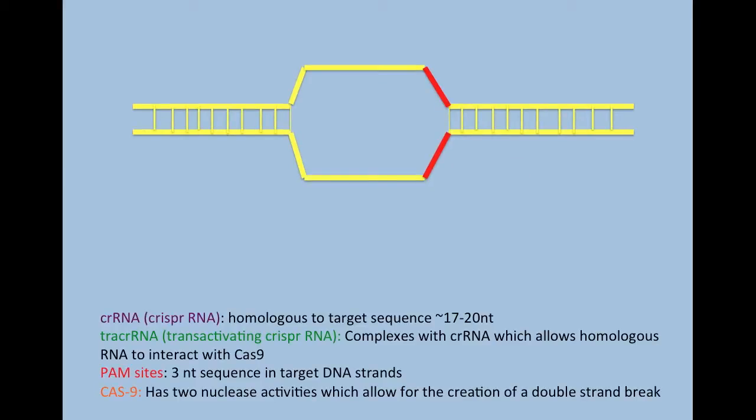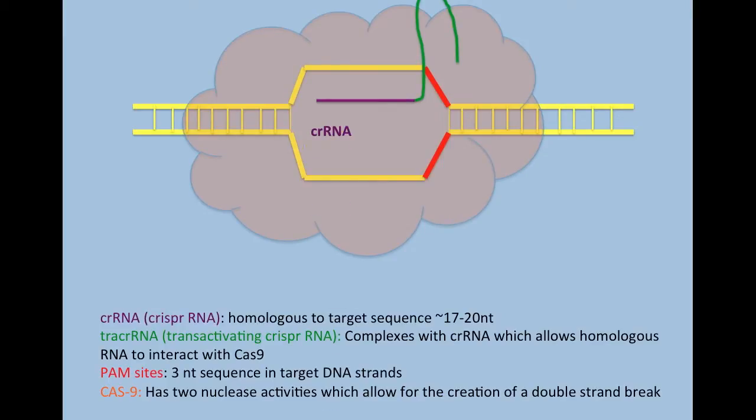The second specificity component is the guide RNA of CRISPR. The guide RNA is composed of CRISPR RNA and transactivating CRISPR RNA, which is also called the tracer RNA. The CRISPR RNA is about 17 to 20 nucleotides long and is homologous to the target sequence of the genome. The CRISPR RNA binds to its homologous target and forms a double-stranded DNA-RNA hybrid. The tracer RNA binds the CRISPR RNA to the Cas9 nuclease.